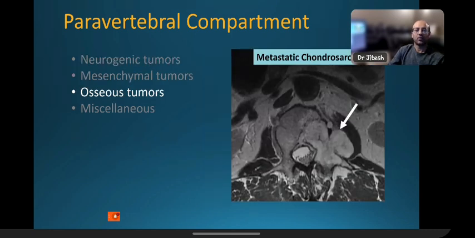So this is an example of an osseous tumor in the paravertebral space. This is an example of a metastatic chondrosarcoma involving this vertebral body. We can see there is a lobulated mass arising from this vertebral body. So this is an example of a chondrosarcoma.